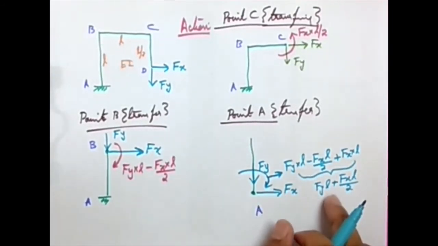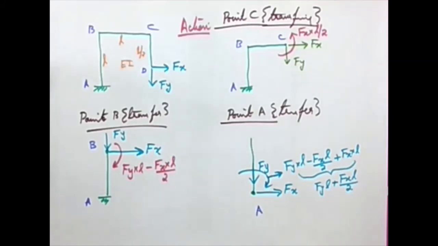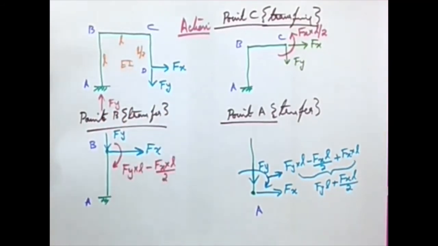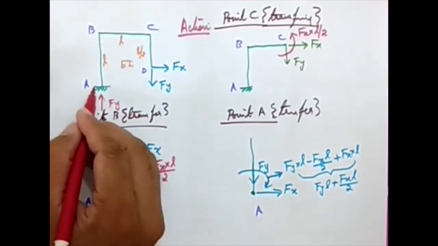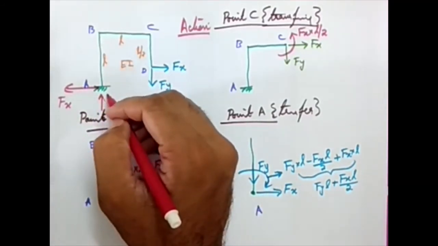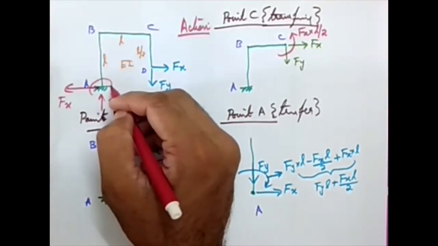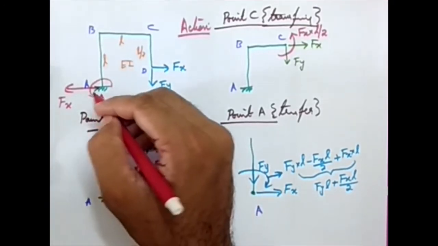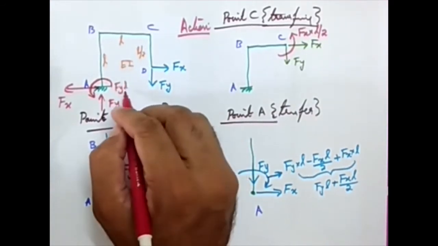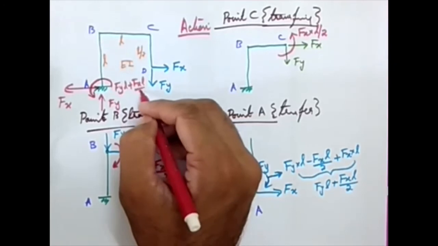So now these three are the action values. Now if you want to plot the reactions of this particular support, what are the reaction values? Just reverse this. Here the action is Fy downward, so the reaction will be Fy upward. Fx to the right means Fx to the left. Then there is a moment, right? I have marked it clockwise, so here it should be anti-clockwise, and the value is Fy L plus Fx L by 2.